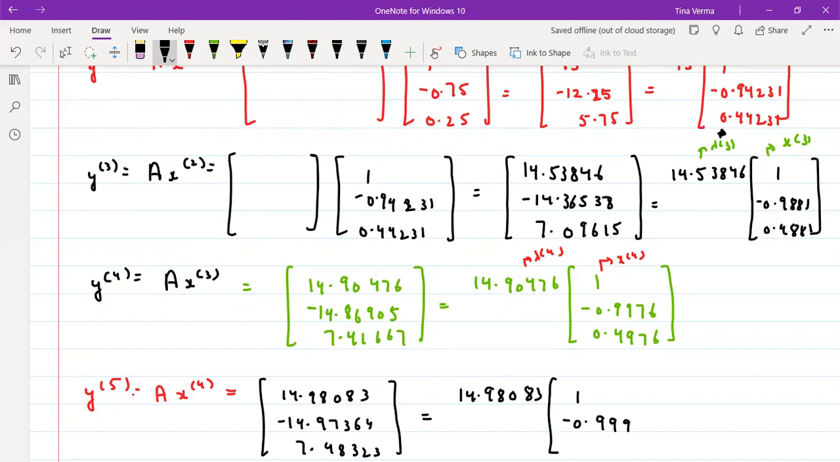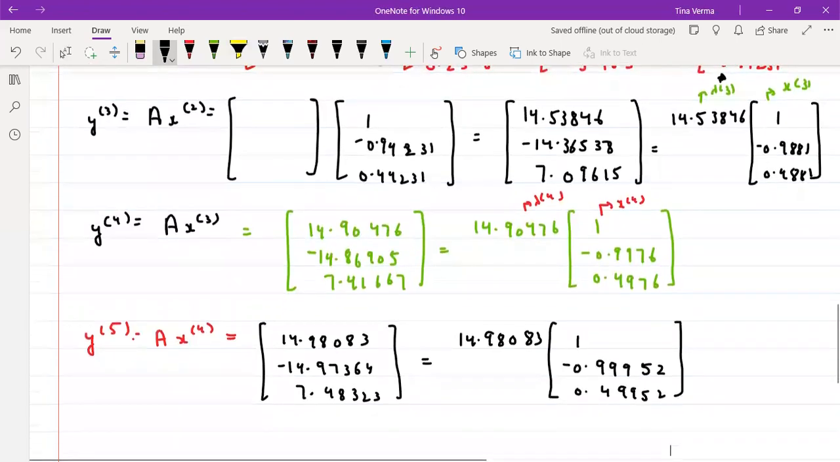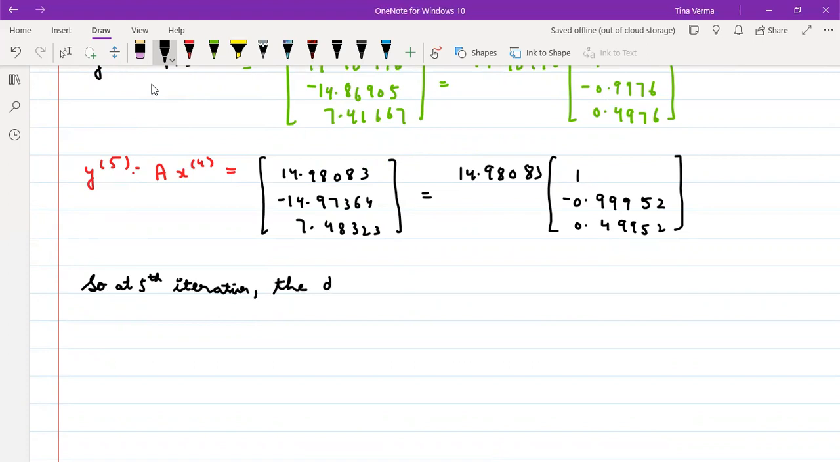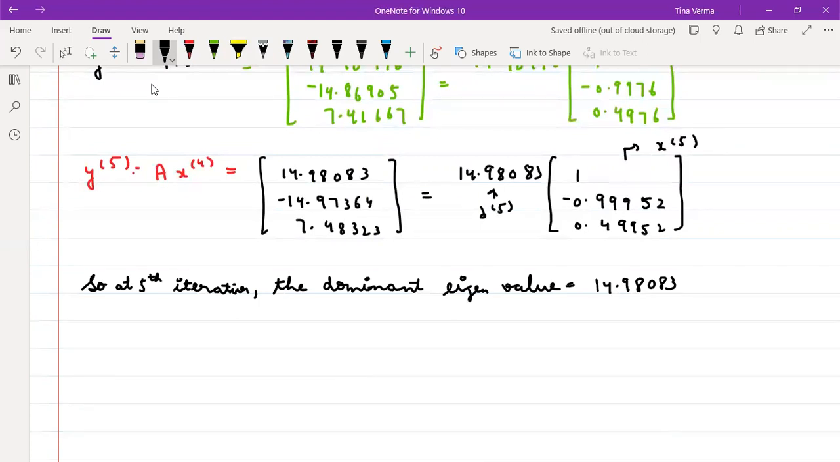0.99952 and this is your 0.49952. Since you have to perform only 5 iterations, the stopping criterion is only 5 iterations. So at the fifth iteration, you got the dominant eigenvalue, that means the largest eigenvalue in magnitude. The dominant eigenvalue is 14.98083. This value is your fifth iteration, and this is your dominant eigenvalue.